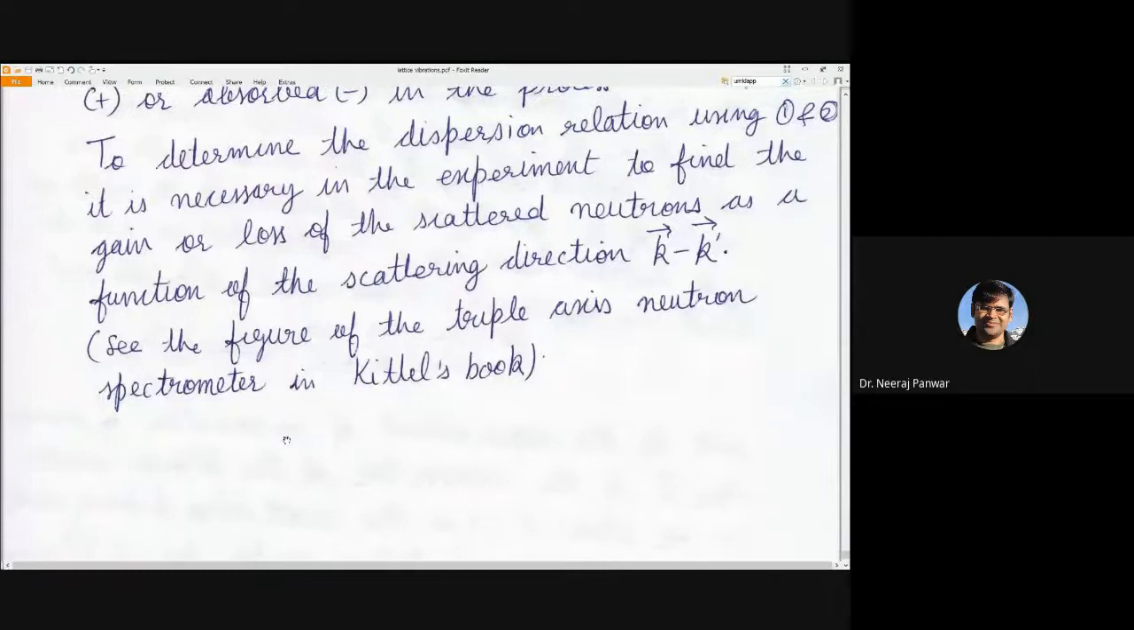So with this, I conclude here. This topic of lattice vibrations is complete from my side. If you have any questions, you may please ask.